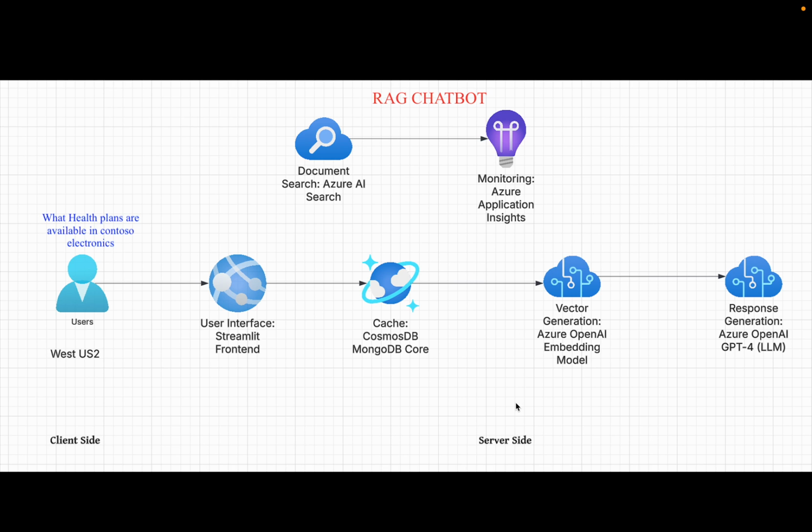Team, my name is Pawan, and in this video I'll walk you through the backend architecture of our RAG chatbot, which is Retrieval Augmented Generation Chatbot. This chatbot is built for enterprise scale AI applications emphasizing performance, cost optimization, and reliability.